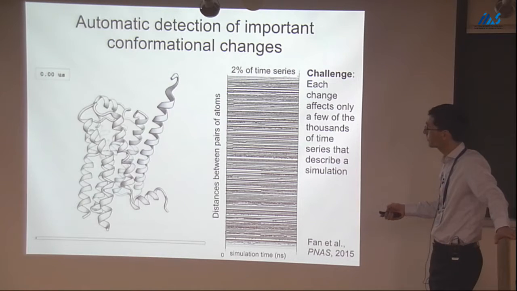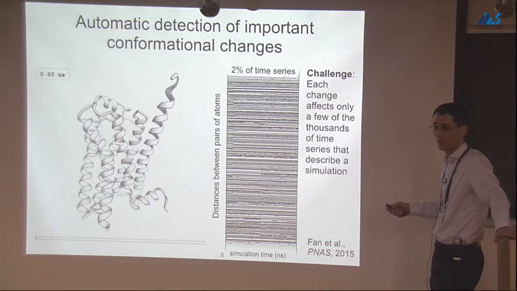So you might look, for example, at distances between pairs of atoms in the protein. But then there are a lot of distances to look at. A large conformational change might affect many of them, but some of the important conformational changes involve only 1 or 2 residues. And those are going to affect only a few of these time series. So there's sort of a needle in a haystack problem, and traditional techniques for change point detection don't work well.